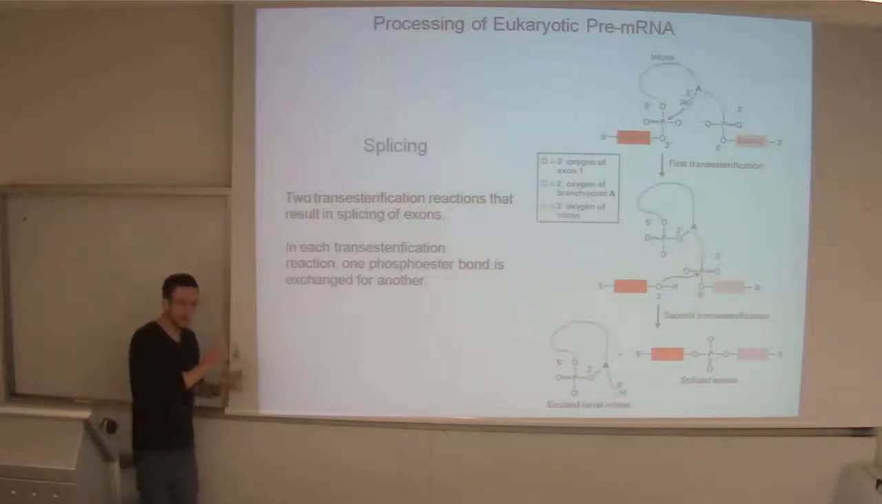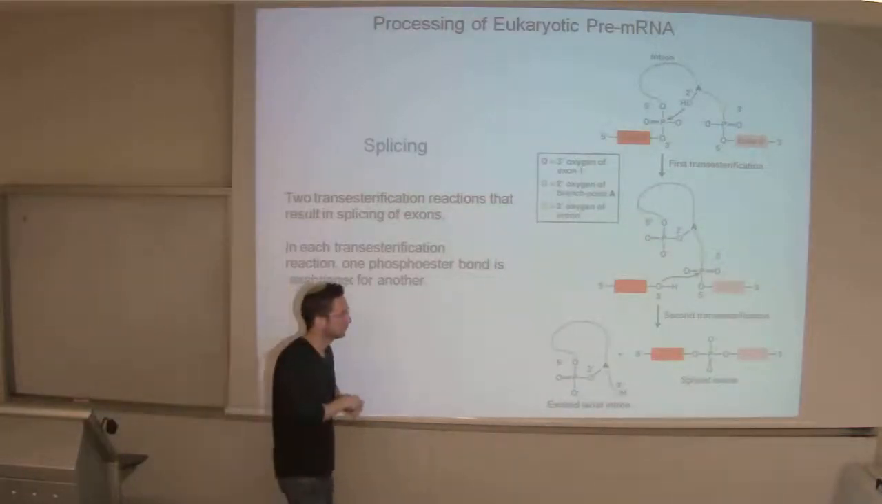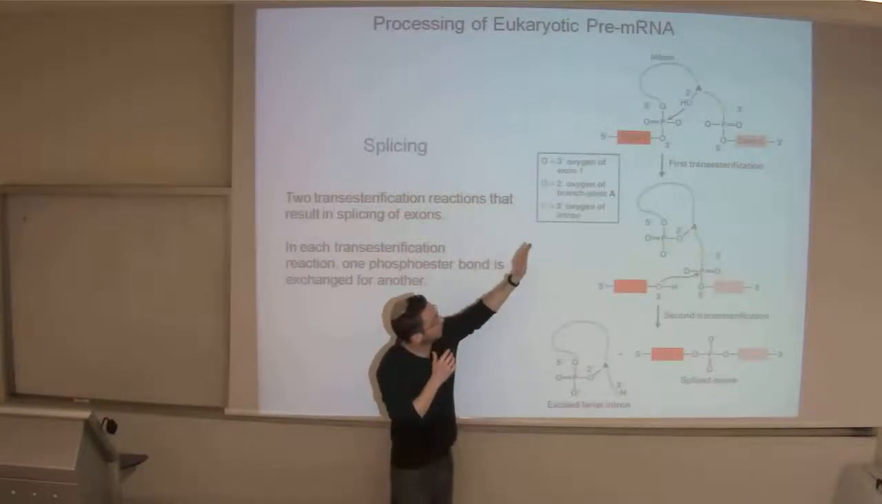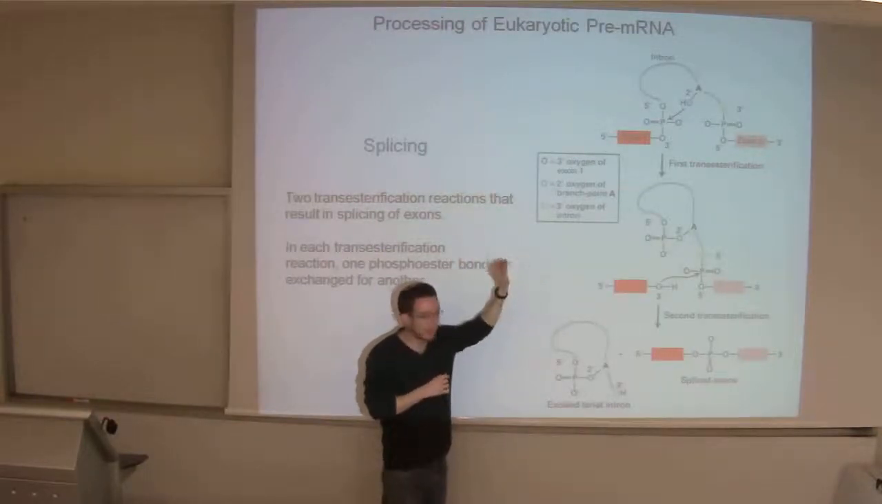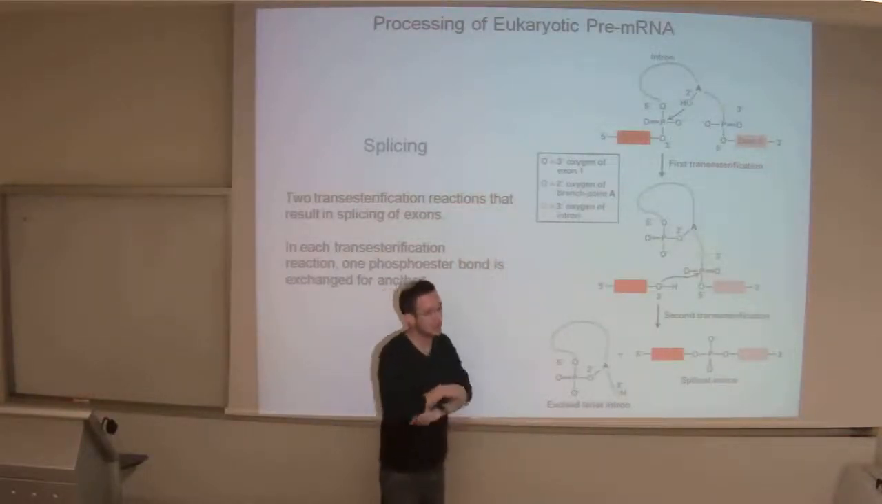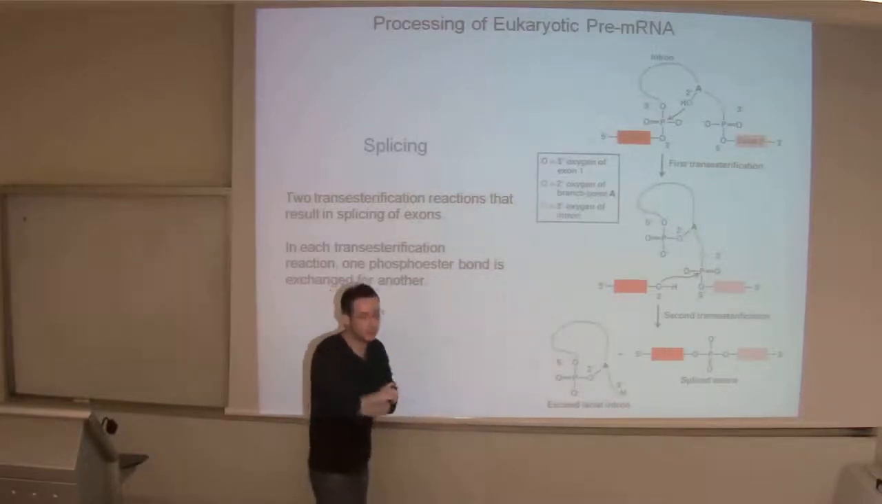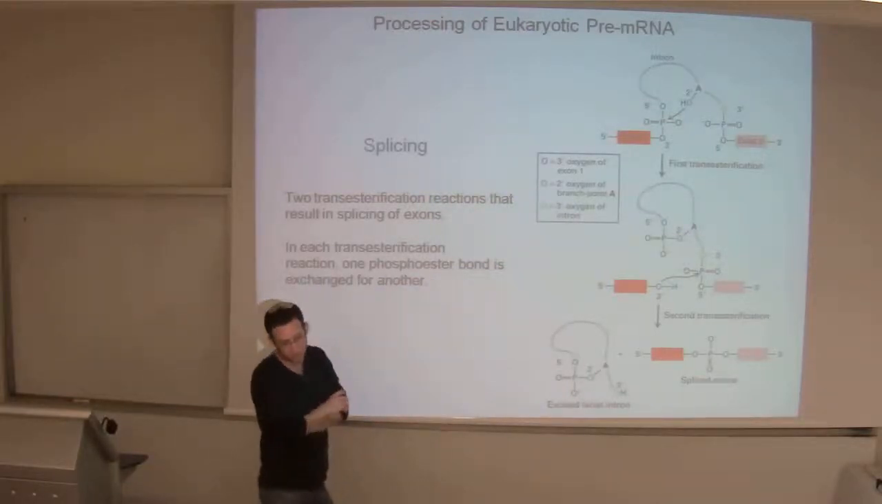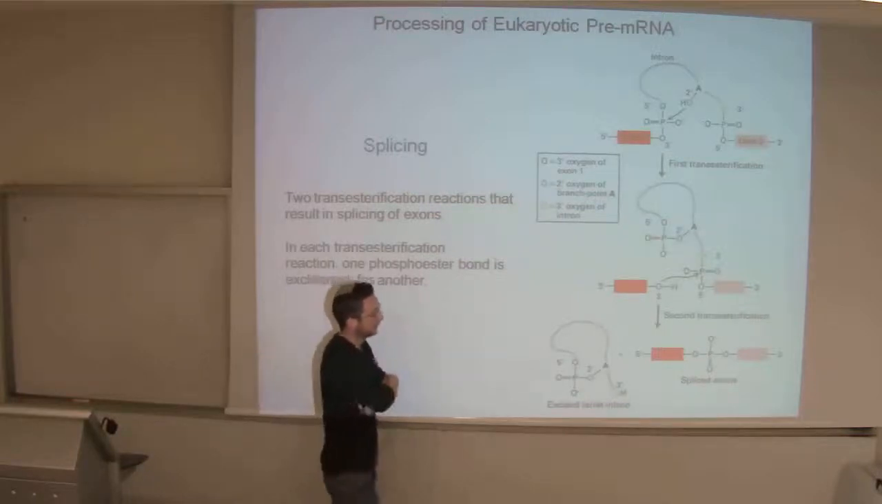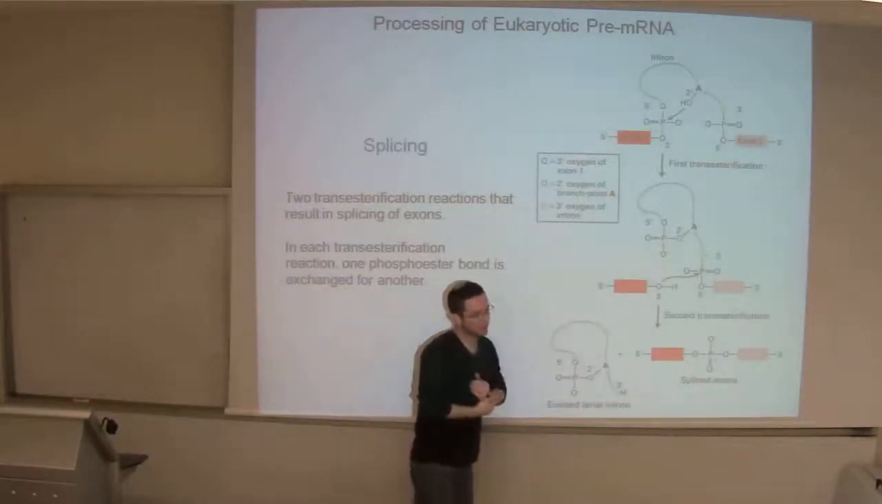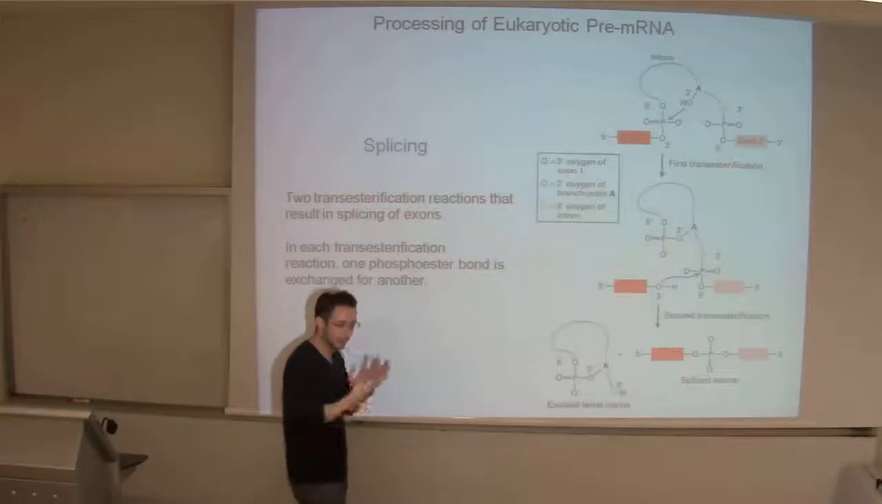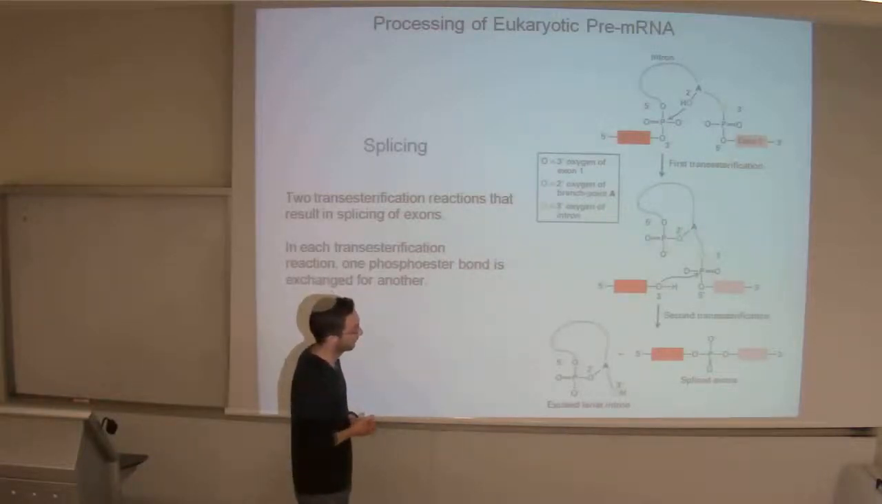Okay, so this is the reaction. For some exon-intron-exon sequences, for some of these constructs, it was shown that they can be spontaneously spliced in vitro. So you don't have to have anything else, any promoting element, for them to be spliced correctly. But still, this process happens a bit differently in vivo, inside the cell.